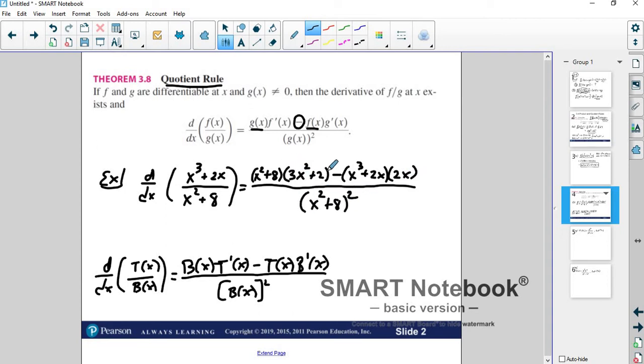Do not cancel out this x squared plus 8. You're not allowed to do that. This is not a factor of the numerator. If you wanted to simplify this, you would not square out the bottom at all. You would simply FOIL out the tops and then combine like terms. But again, I don't expect that from you on my quizzes and worksheets. You should certainly be able to do it, but in a timed environment, I'm not going to ask you to do that. Okay, so that's the quotient rule.